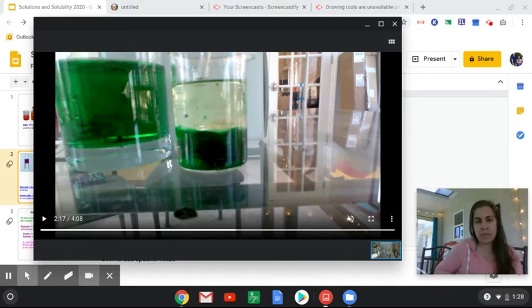What do you predict the polarity of the food coloring is? We know water is polar and oil is nonpolar. Based on the mixing you've seen, what should the polarity of the food coloring be? Right? It should be polar because like dissolves like.